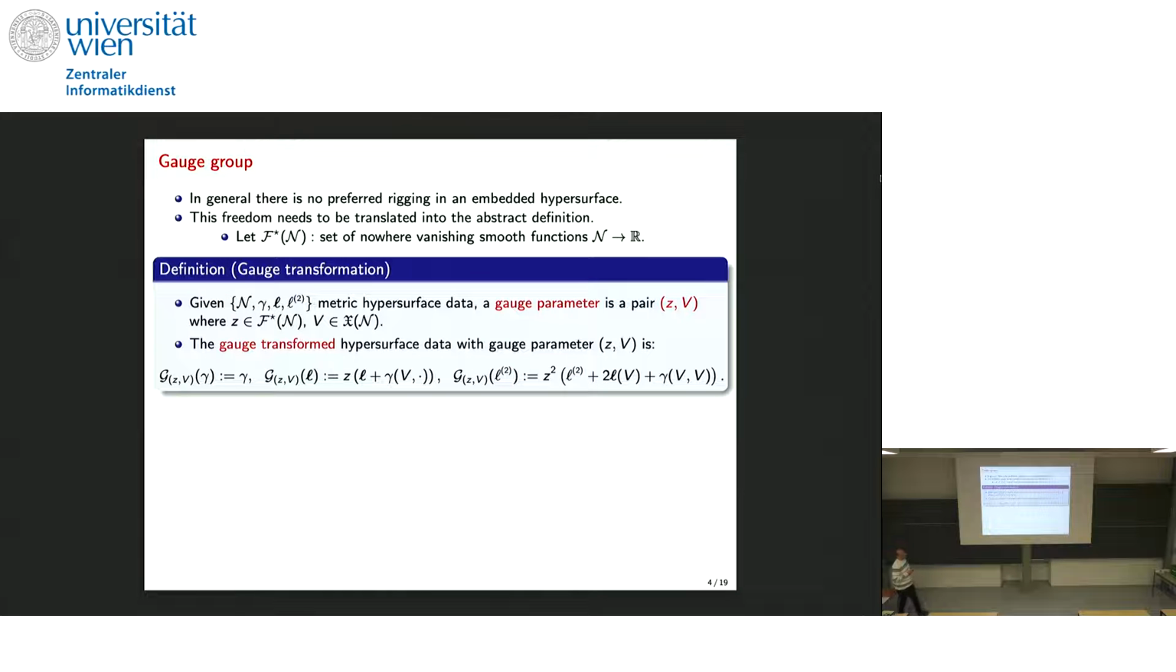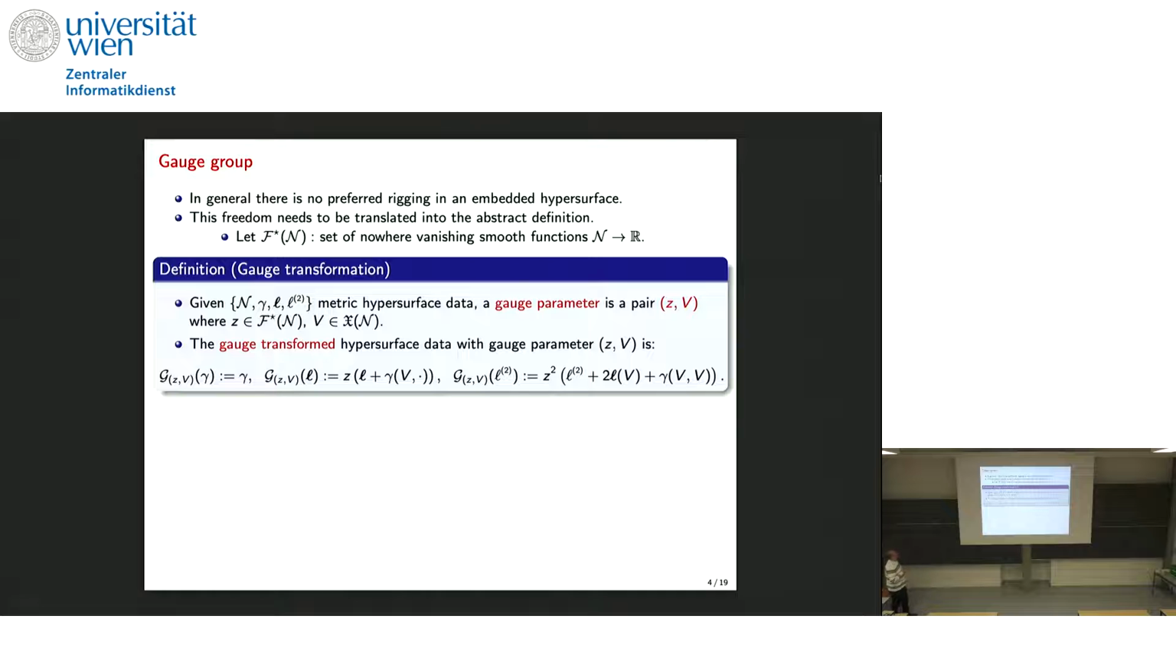Of course this construction has a lot of freedom in the fact that the rigging vector is not unique, and this is what I was saying at the beginning, that there are many ways of encoding the n+1 metric into N. And we need to translate this freedom into the abstract definition. We do that by means of the notion of gauge transformation. So we define what a gauge parameter is. A gauge parameter is just a pair (z, V), where z is a nowhere vanishing function, F star here meaning the set of nowhere vanishing functions on N, and V is just a vector field on N.